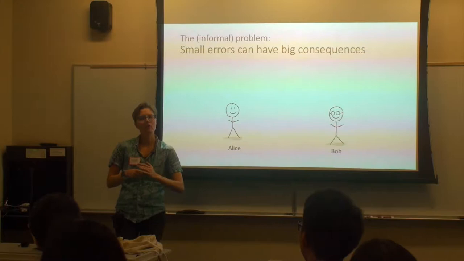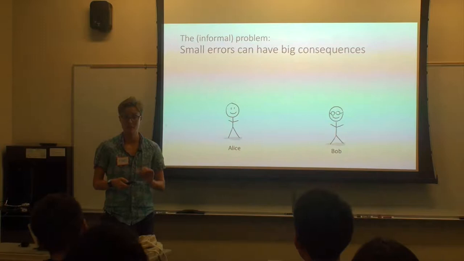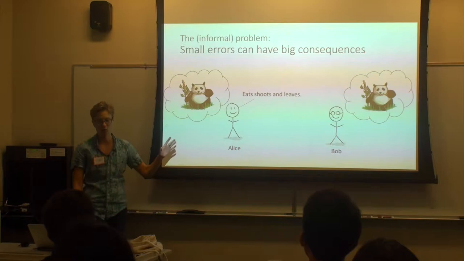Okay, so Alice is talking to Bob, and let's suppose, for the sake of example, that Alice wants to talk to Bob about panda bears. Alice and Bob both agree that panda bears are large, adorable mammals. They live in China. They eat bamboo shoots and leaves. So Alice says, "Eats shoots and leaves," picturing a panda bear. Bob knows exactly what she is talking about, a panda bear eating plants. Great, communication solved. So far, so good.